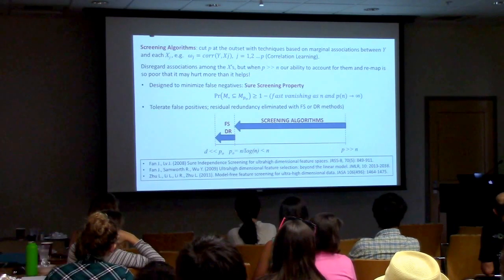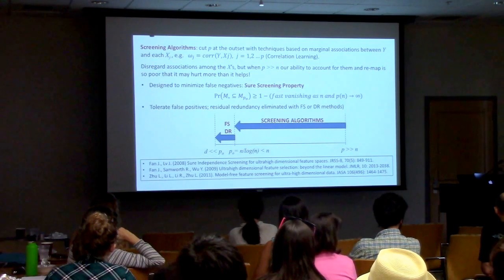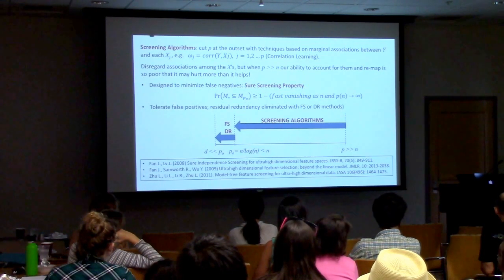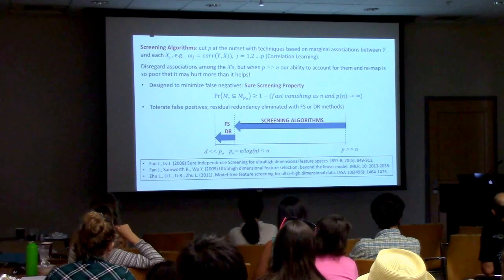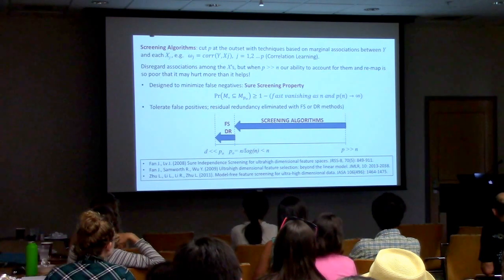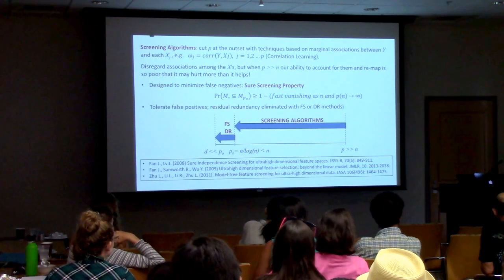Just screen, okay? You've got 1 million variables, throw most of them out at the outset, stay with 1,000 perhaps, and then do your thing on 1,000 variables, okay? These are called screening algorithms. You may legitimately say that this is what scientists have done forever, right?